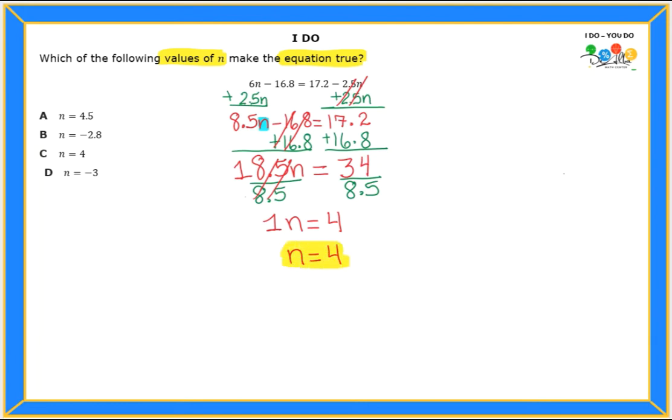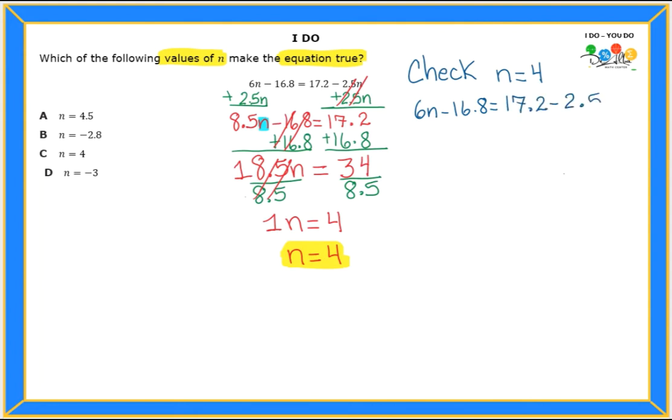Okay, do you see any answer that matches that? Hold on, don't go too fast. What is it that I want to do? I want to check my work. The way that I check my work is I'm going to replace n with a 4. So I'm going to rewrite my equation exactly how it was given to me. Don't change anything.